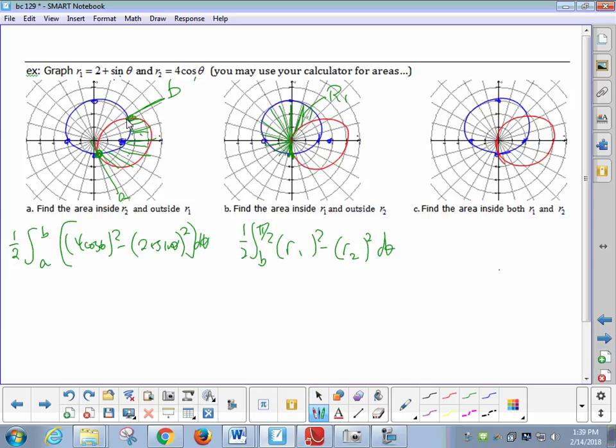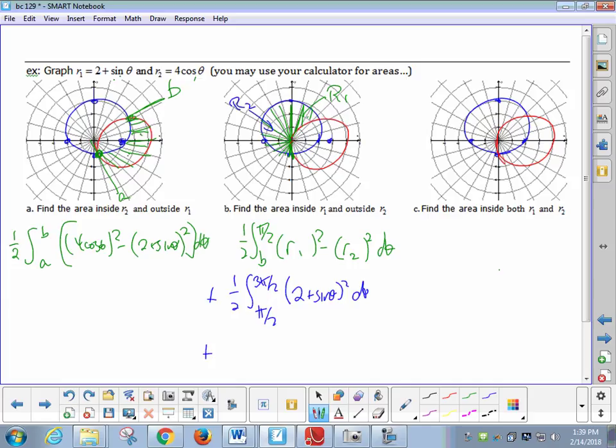So what about region 2? Pi over 2 to 3 pi over 2. I agree. What's the integrand? Just R1, right? No inner. Okay? And here's the last part.